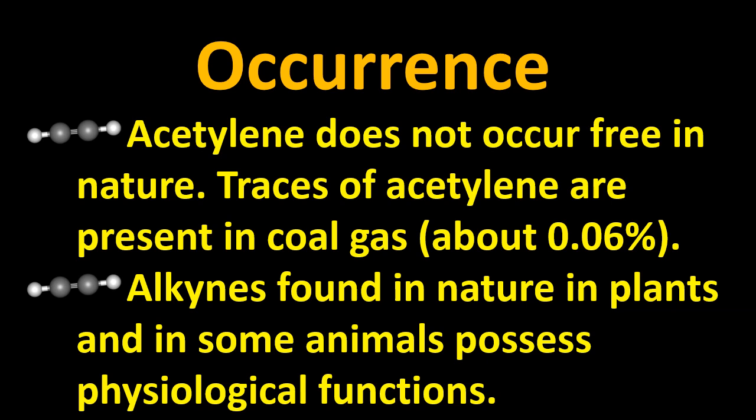Alkynes are found in nature in plants and in some animals and possess physiological functions. Most of the steroids are alkynes, and a poisonous rat secretes some alkynes from its skin, which can cause convulsions in mammals. So in this way, alkynes are present in plants as well as in animals, but they are not found in the free state.